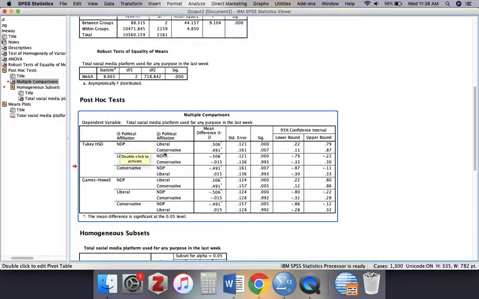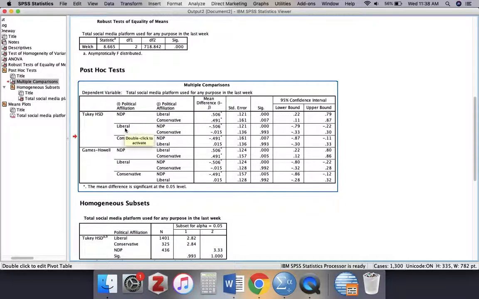Now, if we compare NDP to conservatives, we can see that the mean difference is 0.49. Meaning again, NDP are scoring higher on social media use than conservatives. And that is a statistically significant mean difference, okay? Now, if we compare liberal to NDP, we're seeing that same comparison, but negative, because now we're using the liberals' mean, which is the lower mean, minus the NDP. So you'll see a lot of repetitive comparisons, okay? And you only have to report a single comparison every single time. You'll see a lot of repetition, okay?